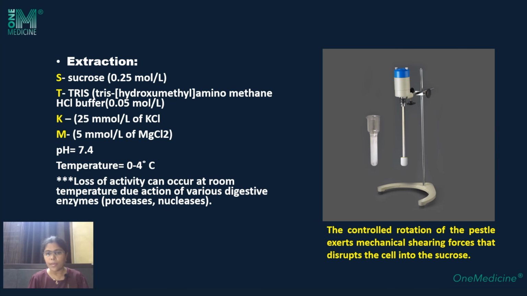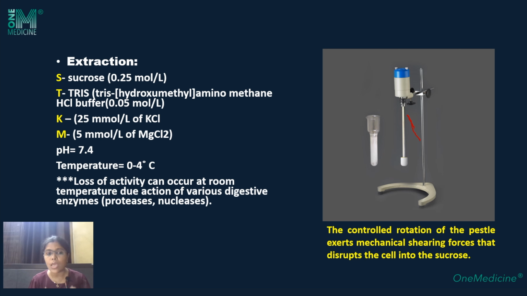This is the picture of a homogenizer. This is the stand and this is the mortar. Now in this test tube, we have to take the tissue from which we want to extract the cell or disrupt the cell, and it needs to be dissolved in a medium.